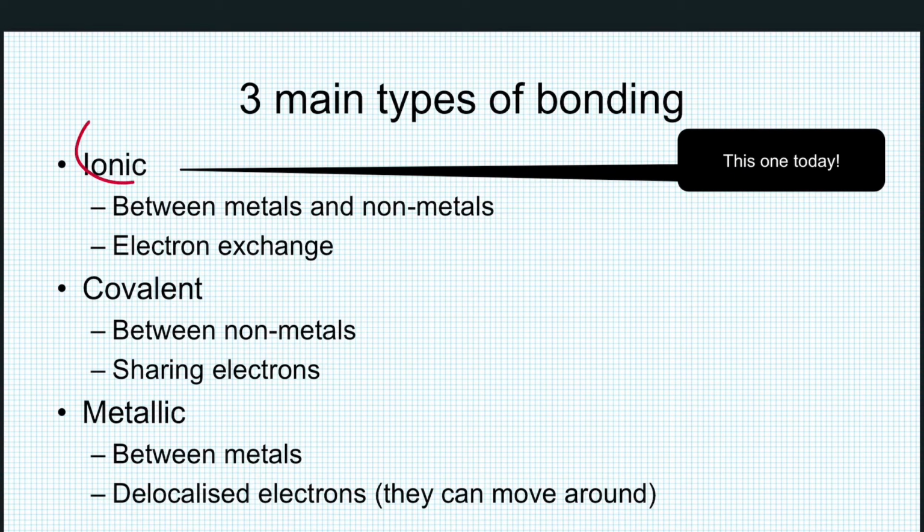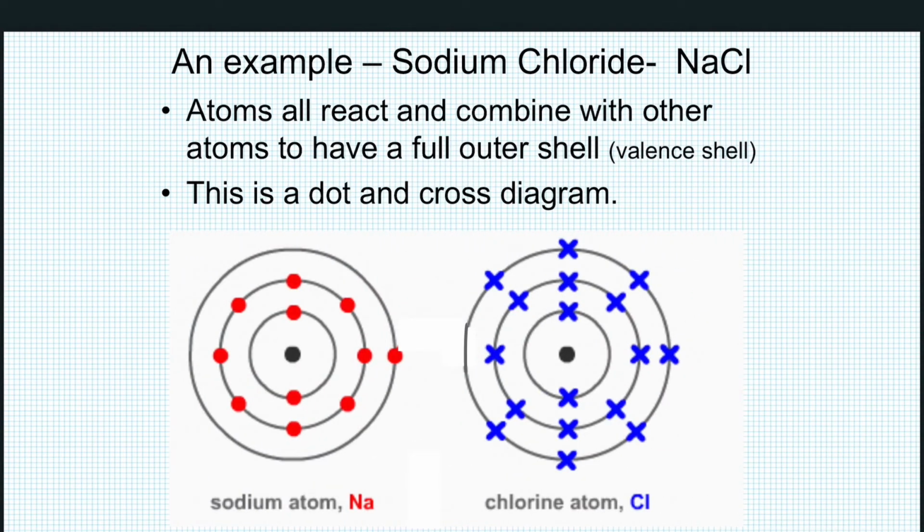There's 3 main types of bonding, and ionic is what we're looking at today. It's always between metals and non-metals, so if you've got 2 metals or 2 non-metals, it ain't ionic bonding, and it involves electron exchange. It involves an electron going from one atom to another, producing ions, hence the name ionic bonding. So this is a dot and cross diagram.